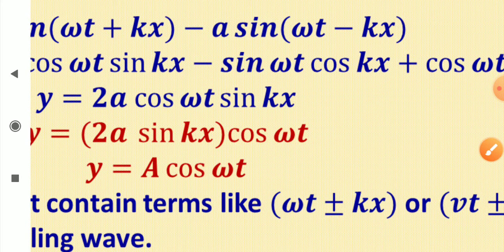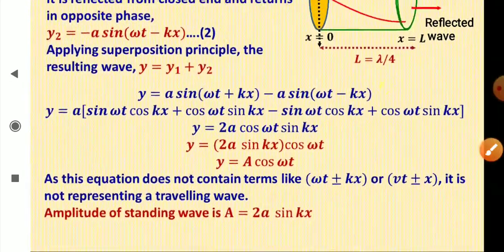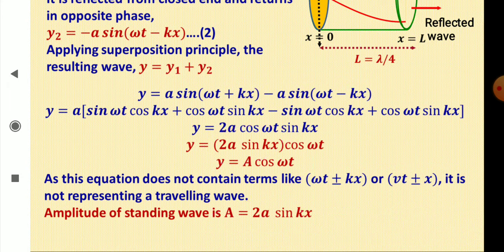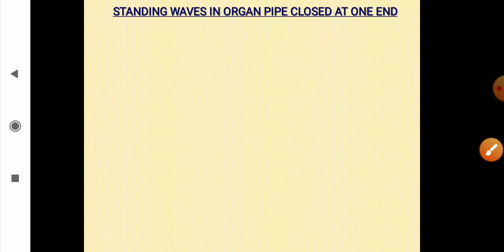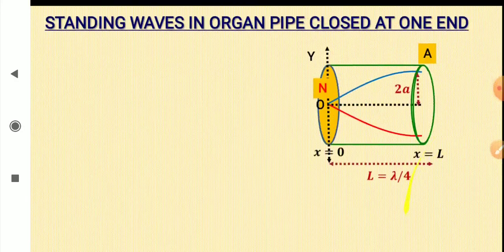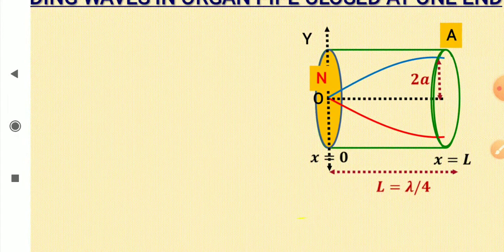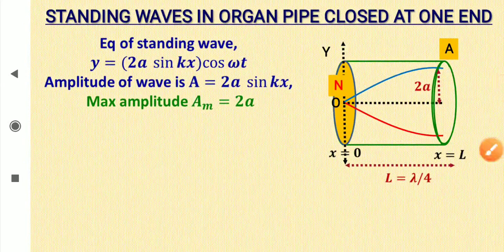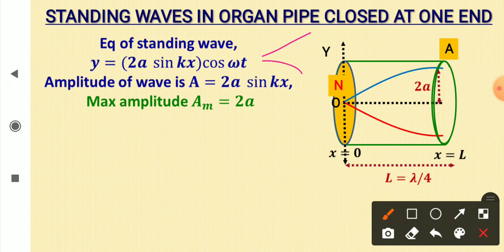Okay, so the amplitude of this stationary wave is 2a sin kx. Okay, and now some more discussions about it. So standing wave in organ pipe closed at one end. We are talking about this one only. So the equation of standing wave and amplitude is this one.